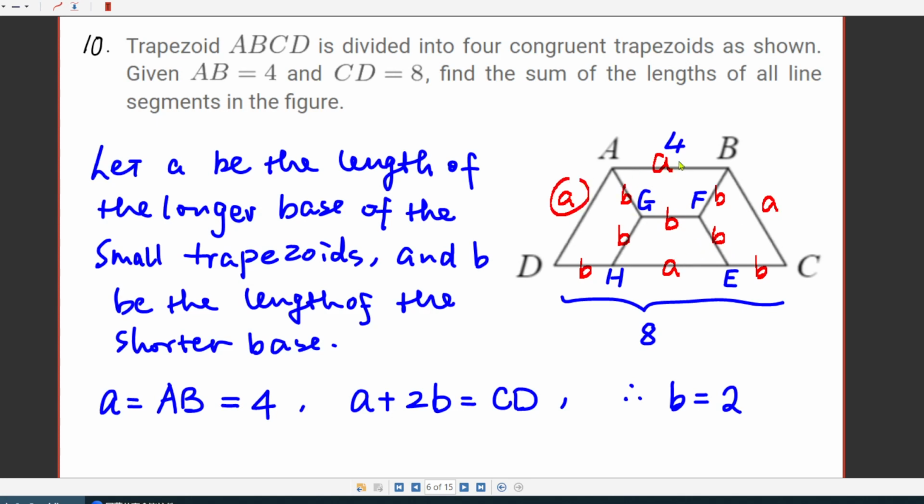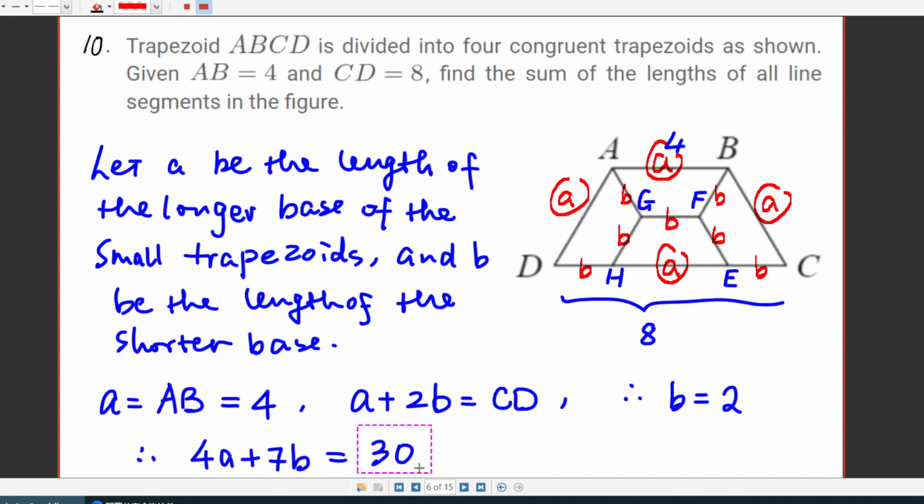Okay, so we have 1, 2, 3, 4 A's and 7 B's, right? And therefore the sum of all the lengths shown in the figure is just 4A plus 7B, right? Which is 30. Okay, any questions?